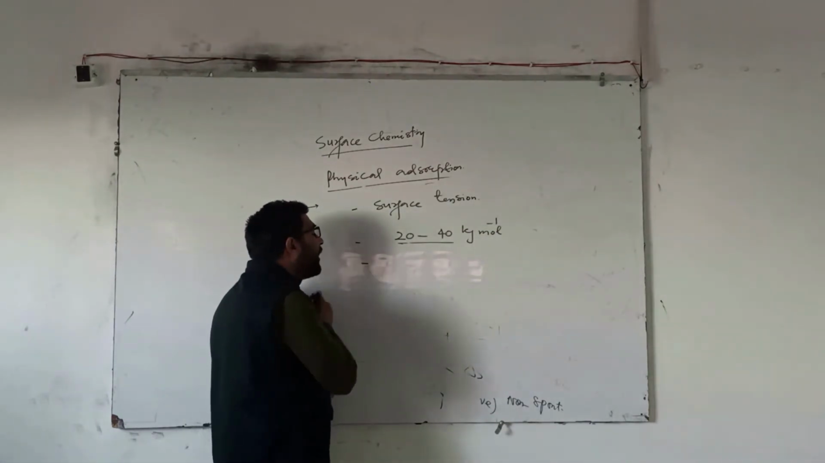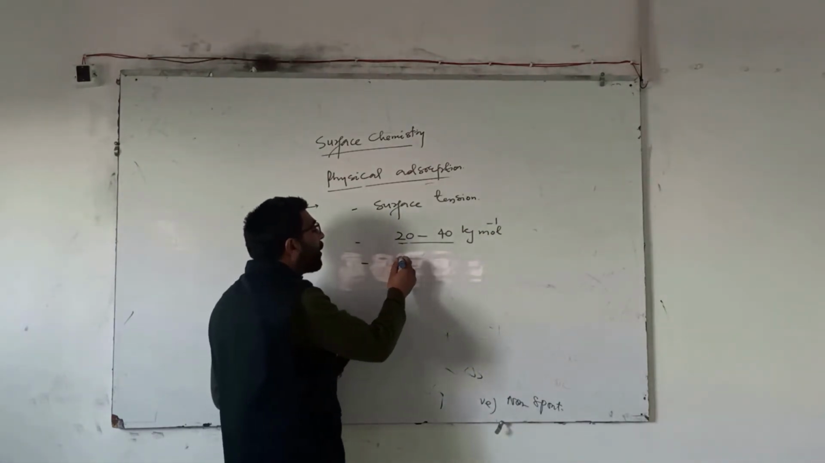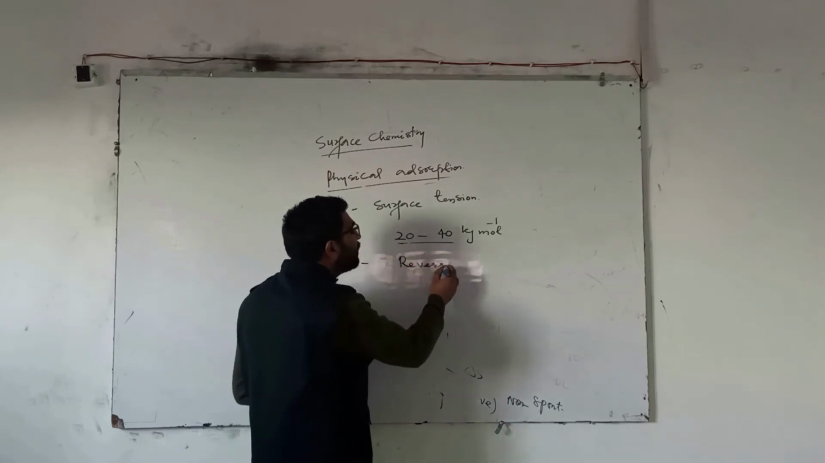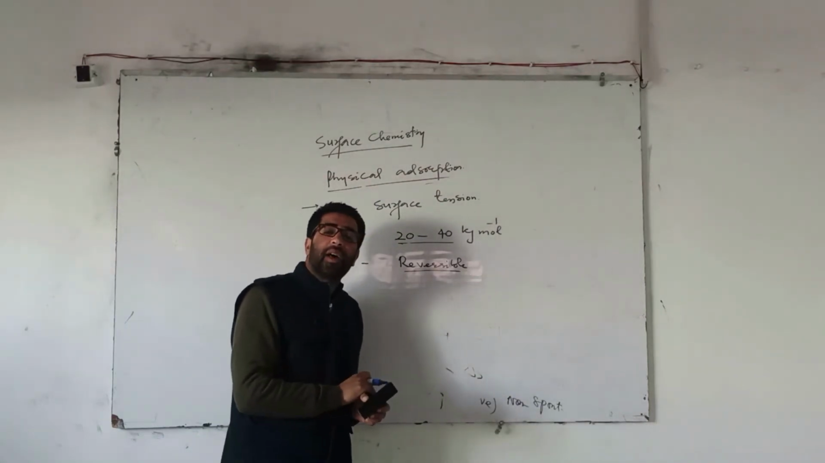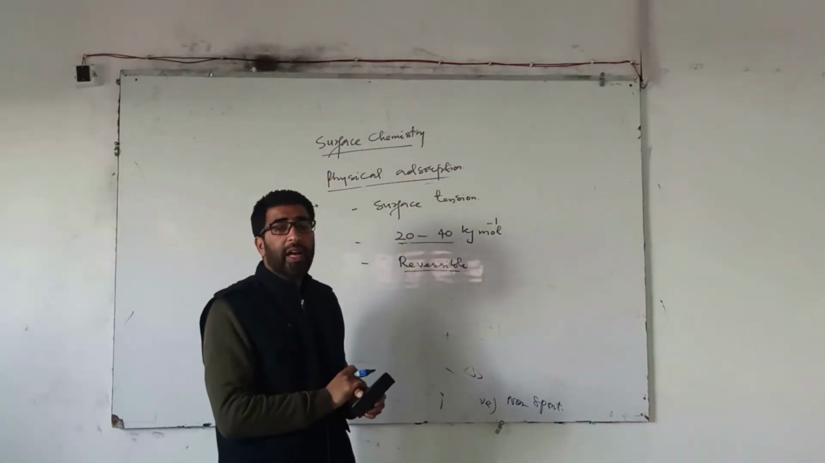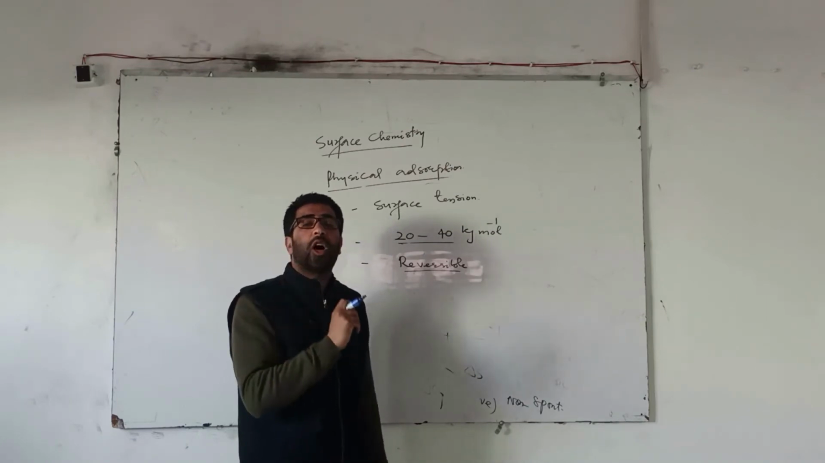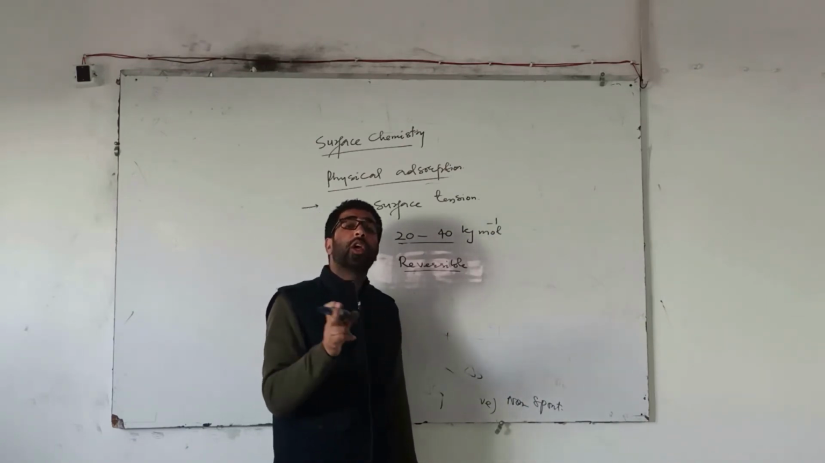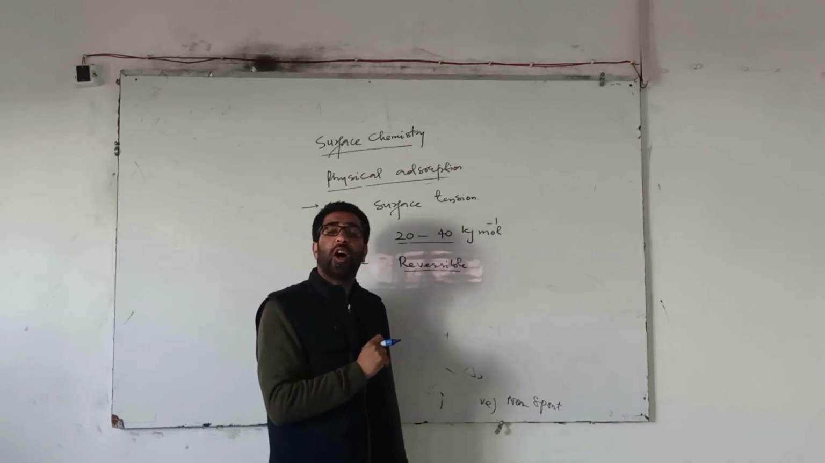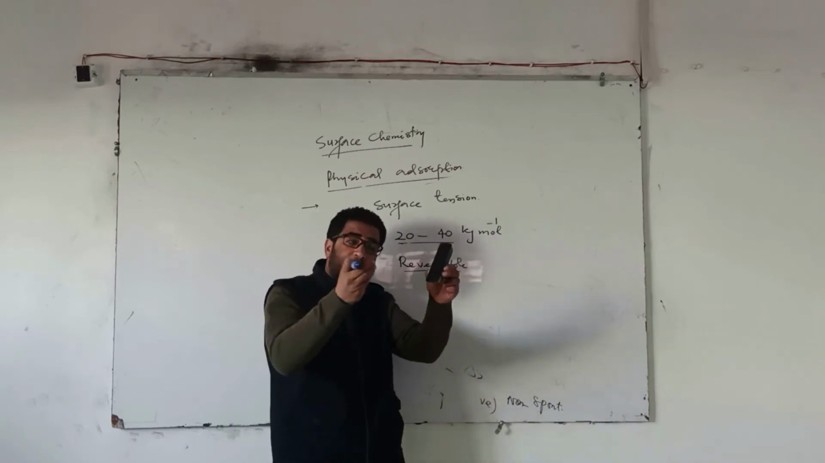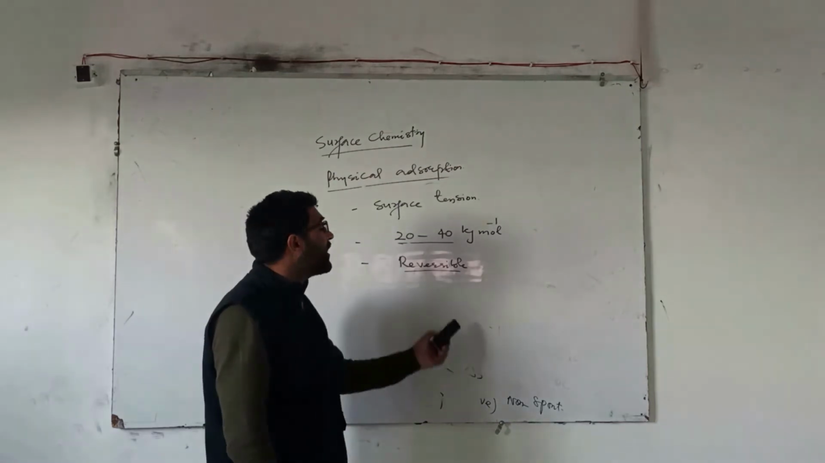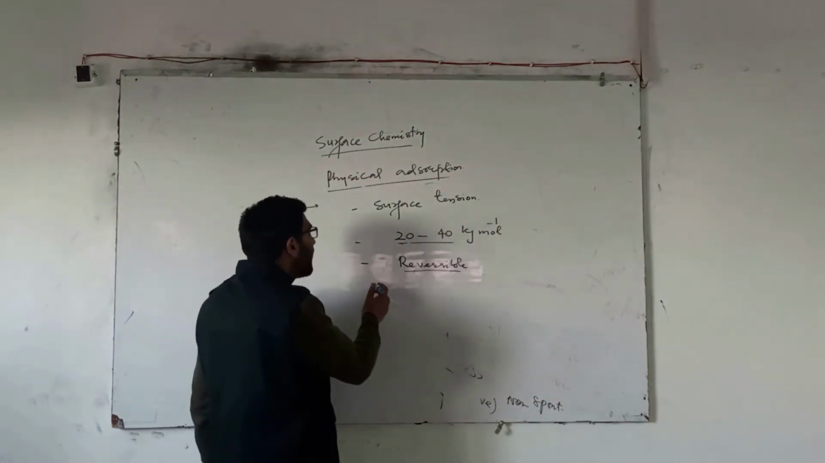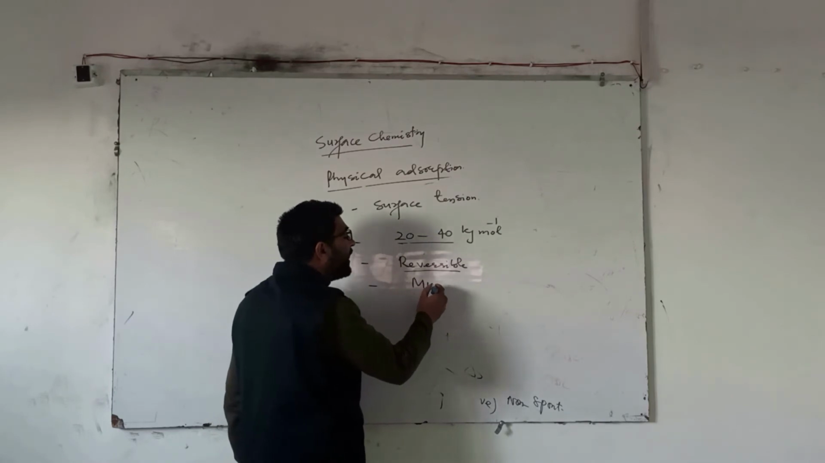The next point: this type of adsorption is reversible. Remember it. What does reversible mean here? As you know, when the adsorbate combines with the adsorbent to undergo adsorption, you can also break the bond between adsorbate and adsorbent. After the break, they can be combined with each other once again, and adsorption can again take place. That's called reversible.